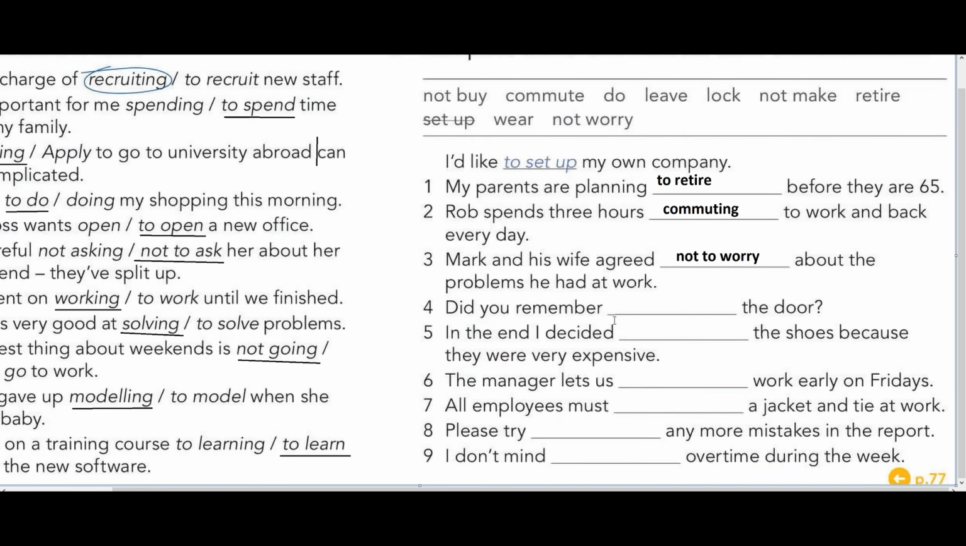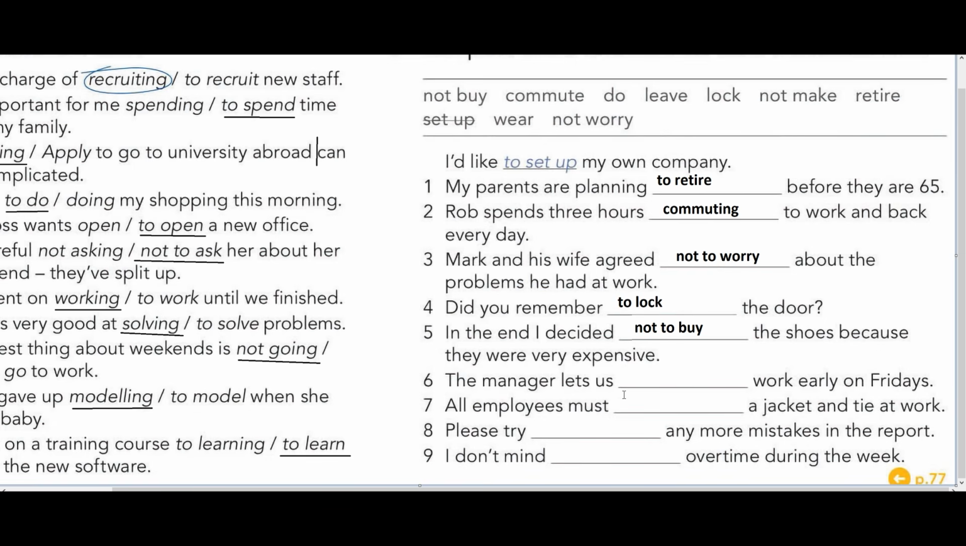Okay, 4. Did you remember the door? I think it's like, didn't you forget to do it? Like, did you remember to lock the door? I hope it is locked now. In the end, I decided. Of course, after decide, we use to plus infinitive. The shoes, because they were very expensive. I think I decided not to buy. I decided not to buy the shoes because they were very expensive.